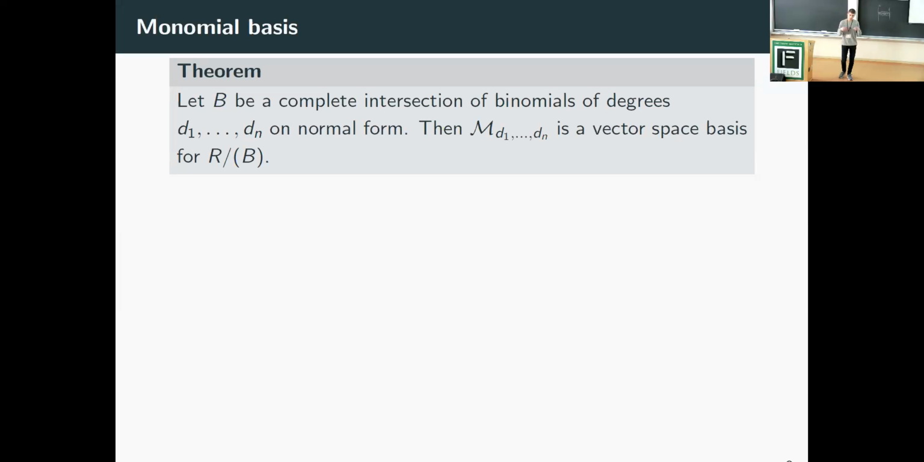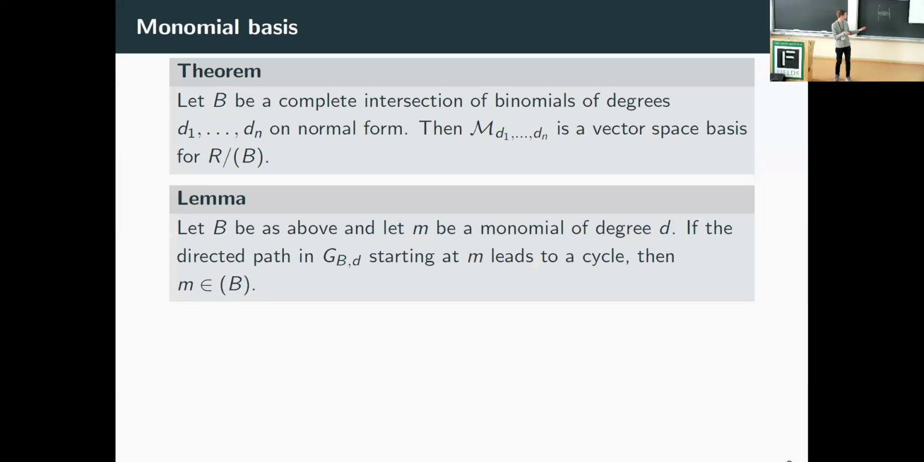So how could one prove something like this? Well, the main lemma that we needed is the following. Say we have B as above and look at some monomial m of degree d. If the directed path in the reduction graph starting at m leads to a cycle, then we can show that this monomial that we started with is in fact in the ideal. That is, in the quotient, this is just 0.